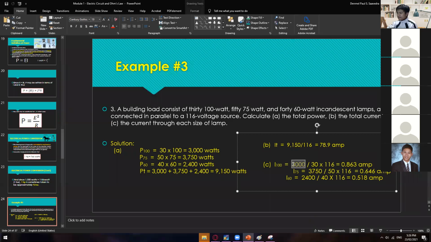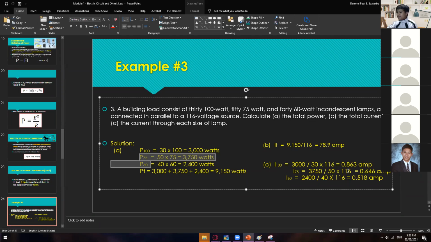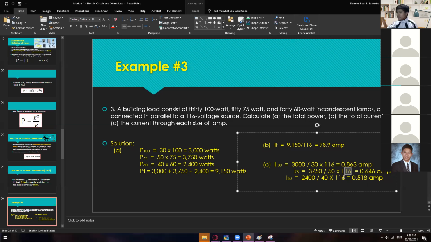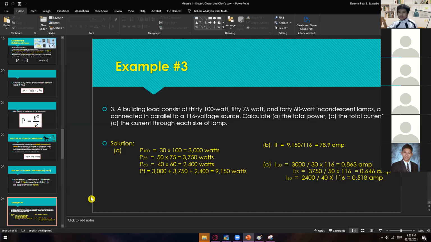So actually you can revise this one. Instead of using 3000, just use 100 divided by 116, 75 divided by 116, 60 divided by 116, then you will get the same answers. Right?